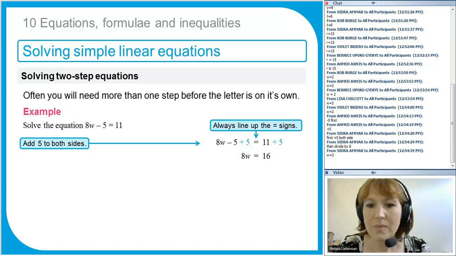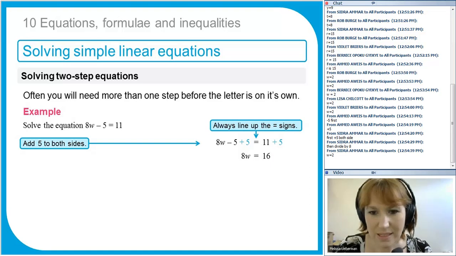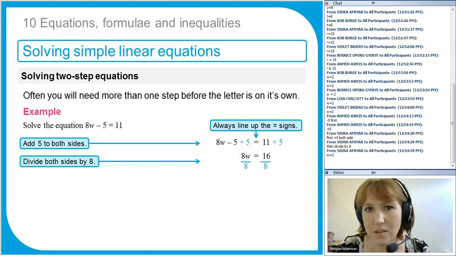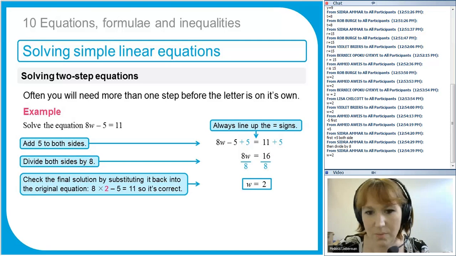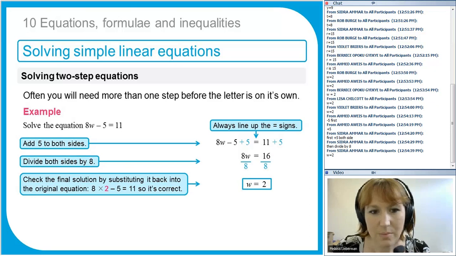That's perfect. Good. So 8W is equal to 16. Now it's quite easy because all this is telling me is that 8 multiplied by the number is equal to 16. So 8 times what equals 16? Well, 8 times 2 is equal to 16, or just do 16 divided by 8. So if we divide both sides by 8, the W will be on its own because the 8's cancel out, and then 16 divided by 8 is 2. Substitute that back into the original equation to make sure that works. 8 times 2 is 16, and 16 subtract 5 is 11, so it works.